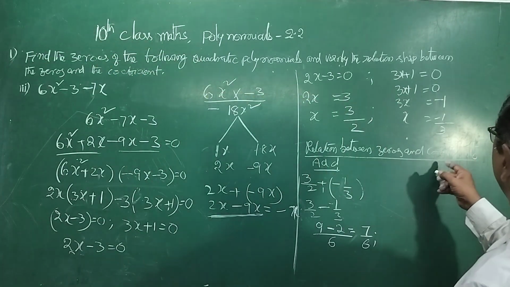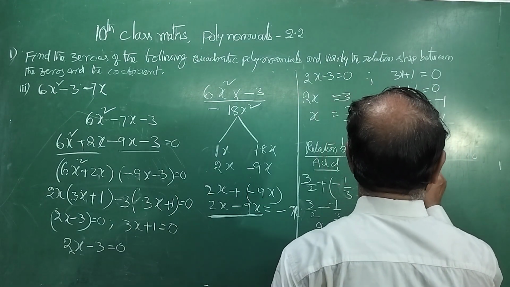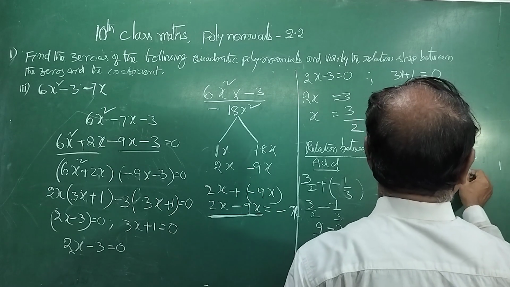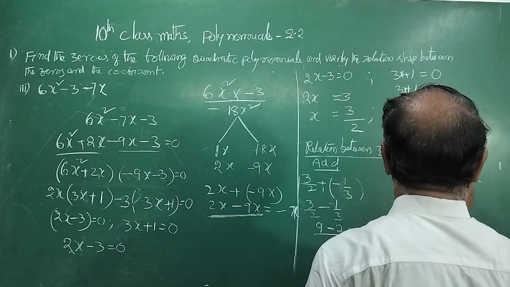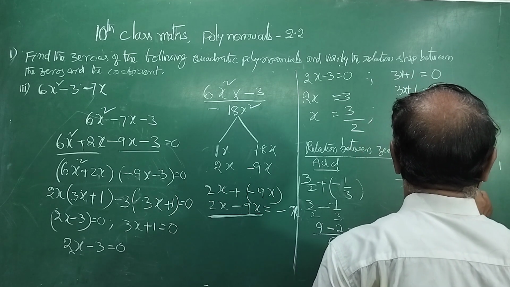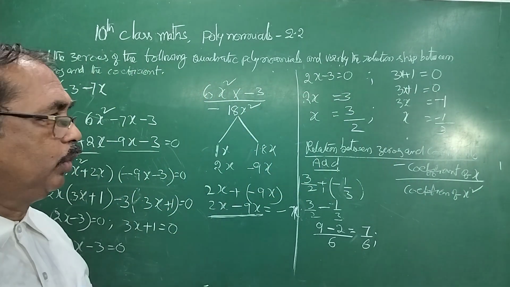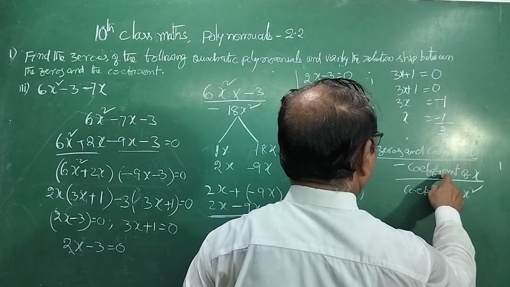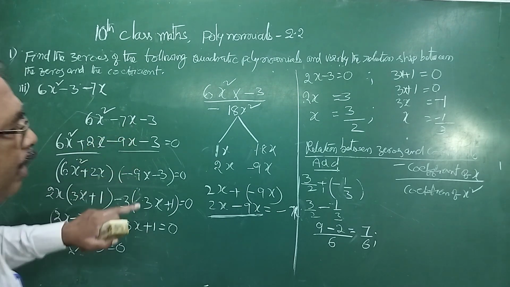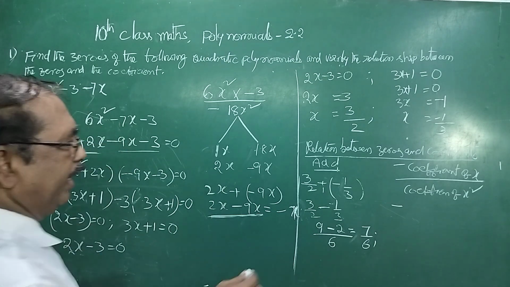Here let us see, when we add the zeros, what is the formula? Minus coefficient of x by coefficient of x square. That is the formula for the sum of the zeros. Minus coefficient of x: what is it? Minus 7.